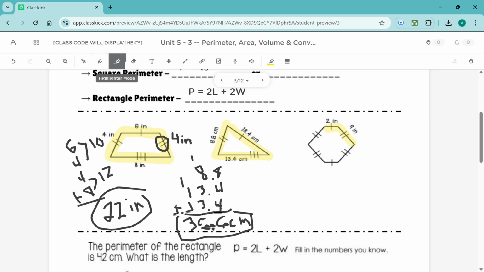We start with the tenths place value right behind the decimal. 8 plus 4 plus 4. 8 plus 4 is 12, plus 4 more is 16. Carry my 1. 1 plus 8 is 9. This side, and this side, and this side, and this side. We're trying to find the whole rim, the whole outer.